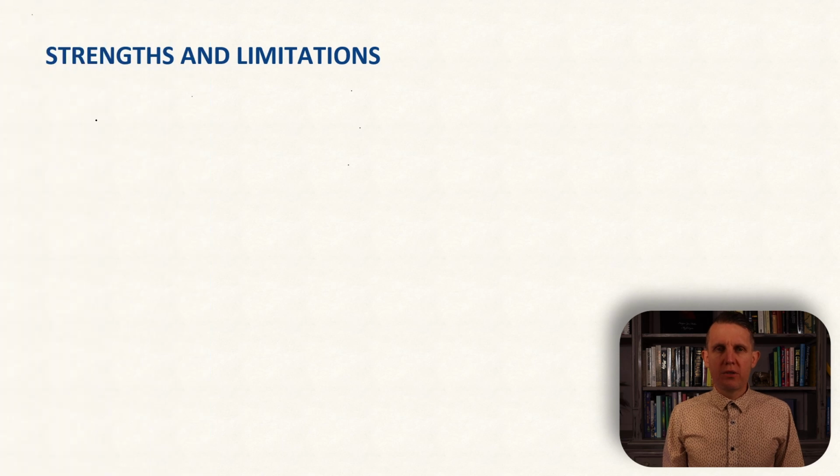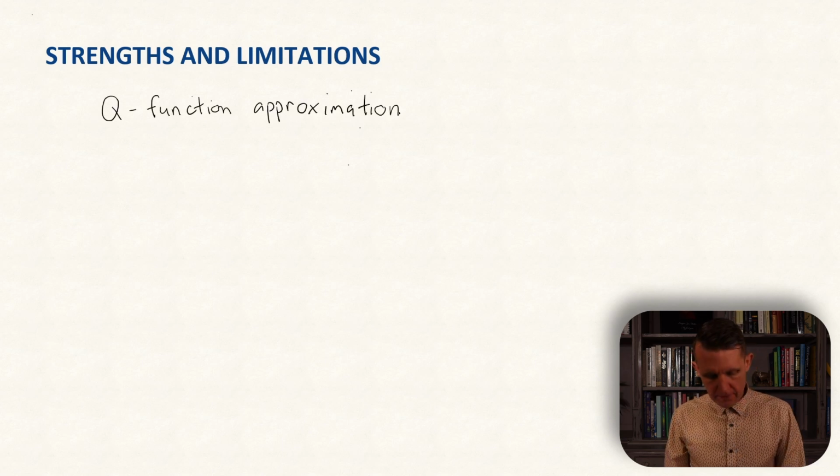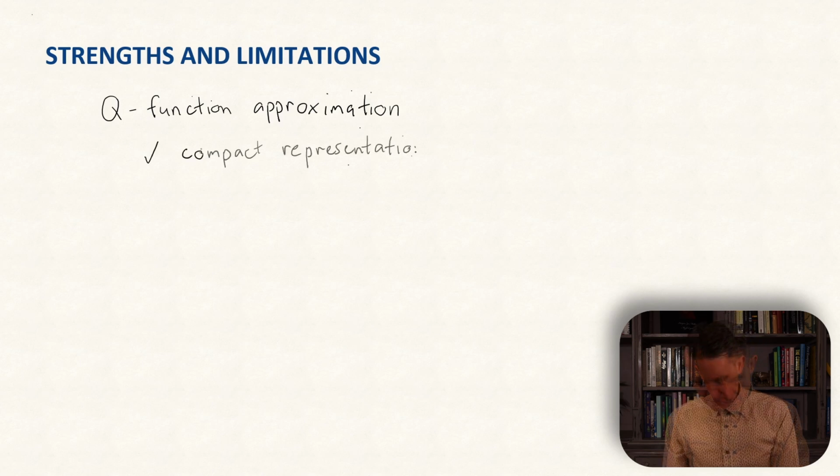So now let's discuss the strengths and limitations of Q function approximations and the different ways we've looked at doing it. Q function approximation compared to Q tables has a couple of benefits. The first is the compact representation it gives us. By this we just mean that it's much more compact to store a vector of weights or a vector of parameters than it is to store every state action pair in a Q table.